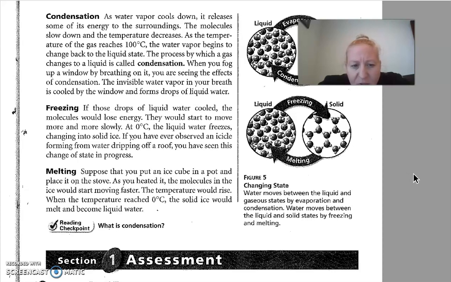Melting. Suppose that you put an ice cube in a pot and place it on the stove. As you heat it, the molecules in the ice would start moving faster. The temperature would rise. When the temperature reached 0 degrees Celsius, the solid ice would melt and become liquid water.